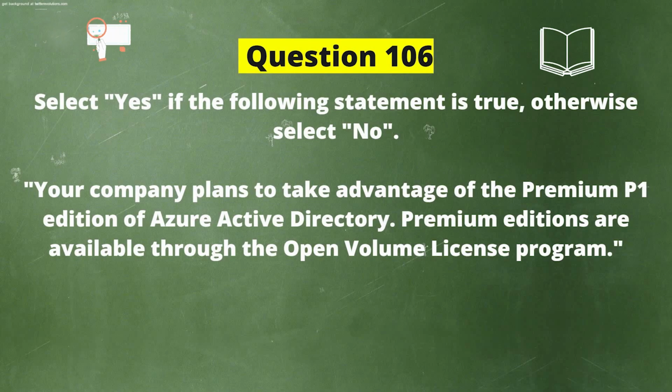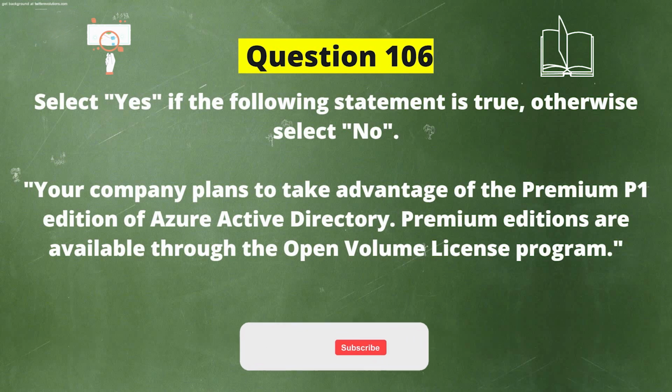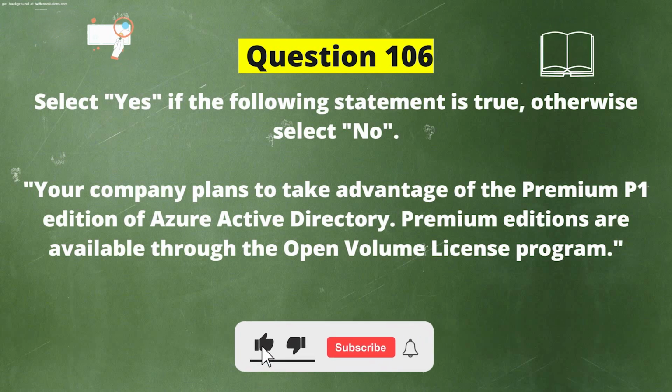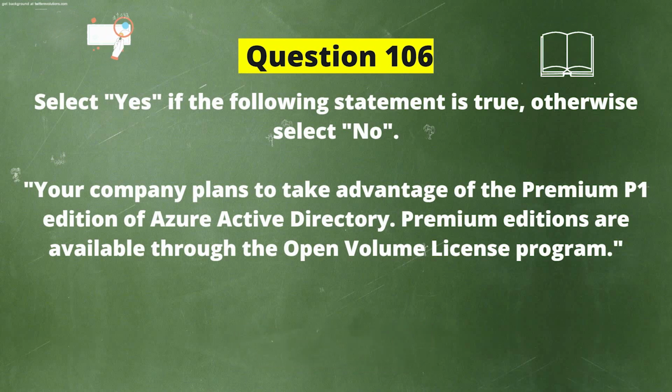Next question. Select yes if the following statement is true. Otherwise, select no. Your company plans to take advantage of the Premium P1 edition of Azure Active Directory. Premium editions are available through the Open Volume License program. Is it yes or no? And the correct answer is yes.